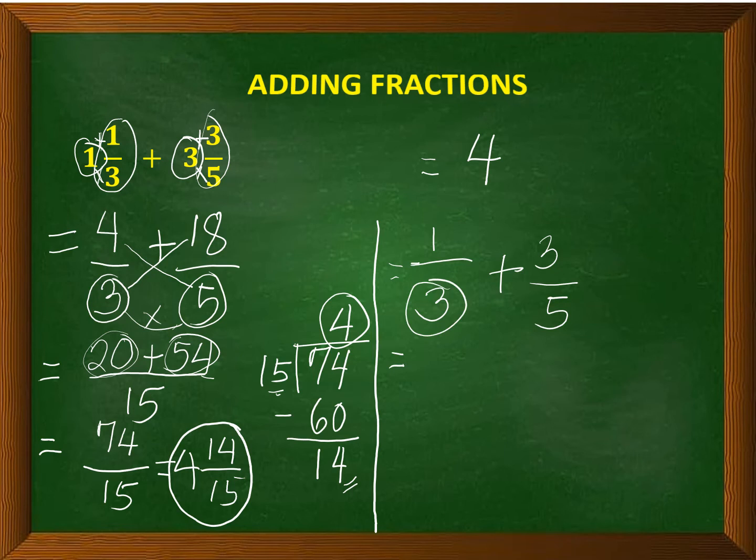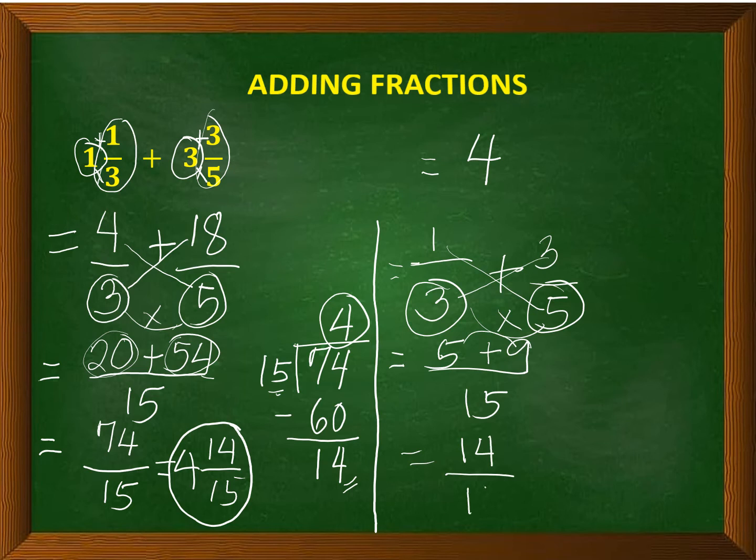So let's multiply our denominators. 3 times 5 is 15. Then cross multiply. 1 times 5 is 5. 3 times 3 is 9. Then let's add the numerators. 5 plus 9 is 14. Then copy the denominator 15.